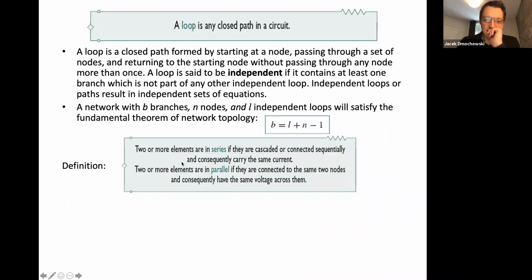So these definitions in the box are very important for this course. 2 elements are in series if they are connected back to back and therefore carry the same current. 2 elements are said to be in parallel if they're connected to the same 2 nodes and have the same voltage across them. Okay, so in other words, a series connection means same current, and a parallel connection means the same voltage.